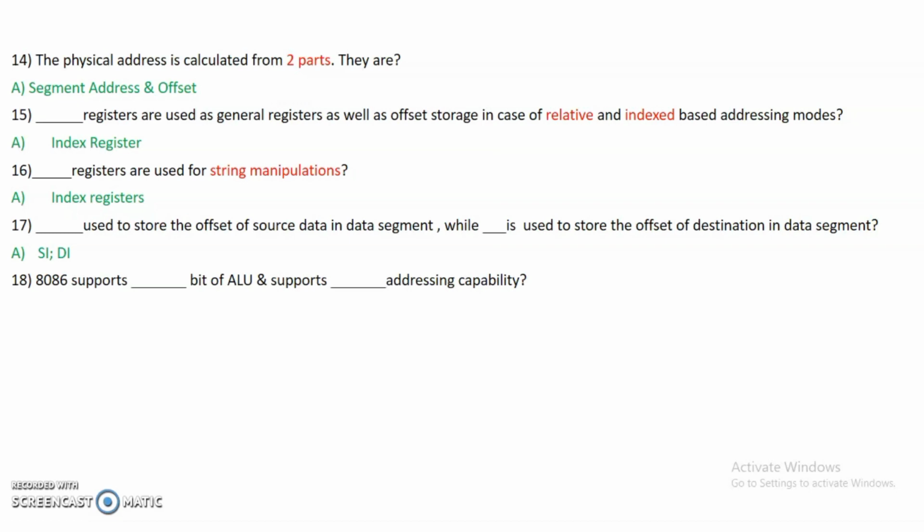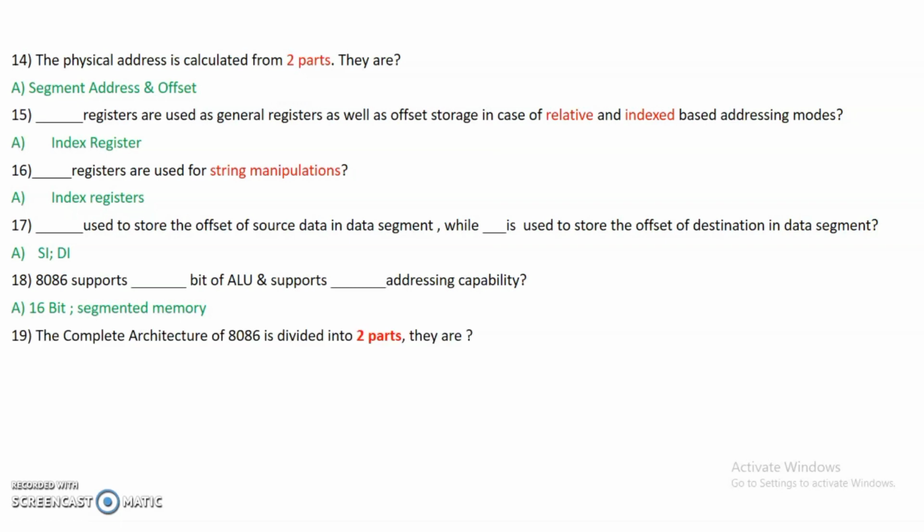Bit number 18. 8086 supports dash bit of ALU and supports dash addressing capability. So here, 8086 supports 16-bit ALU. Why? Because 8086 is a 16-bit microprocessor, and it supports segmented memory. I told you earlier the 1 megabyte of memory will be divided into segments. If they are using the segmenting method, obviously it will follow segmented addressing capability.